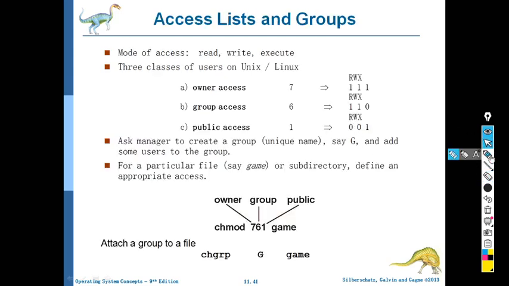Okay, so you have an access list and group. Mode of access: you have a read access, a write access, and an execute access. There are three classes of users on Unix or Linux. The owner access is 7, which is 111. Group access is 6. That means here all the rights are given to the owner. For group access, read and write access is given, but not execute. X stands for execute. Public access 1 means everyone is given execute access, but they cannot read or write the source code.